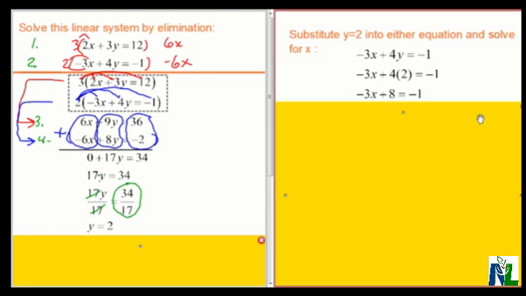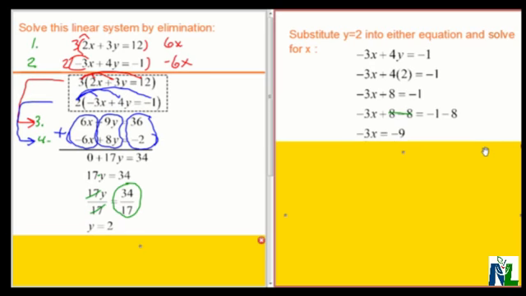Now I want to get x by itself on the left-hand side. So the first thing I'm going to do is subtract 8 from the left-hand side. But if I subtract 8 from the left-hand side, then I must also subtract 8 from the right-hand side. 8 minus 8 is 0. So on the left-hand side, I'm going to have negative 3x. And negative 1 minus 8 is negative 9. So I get negative 3x equals negative 9.